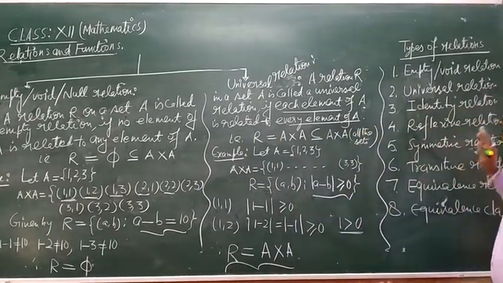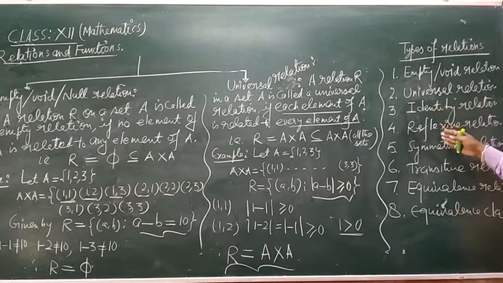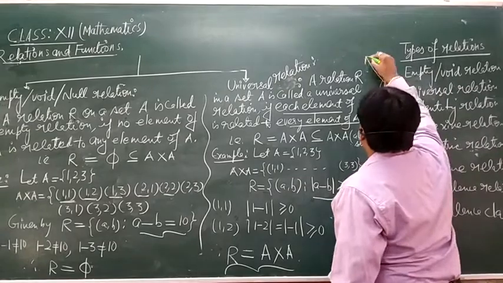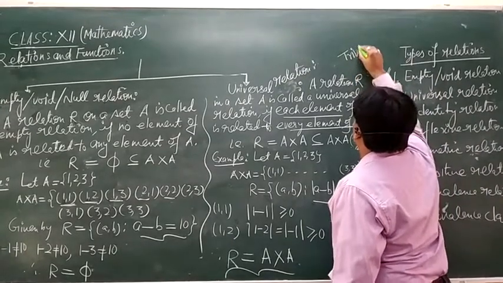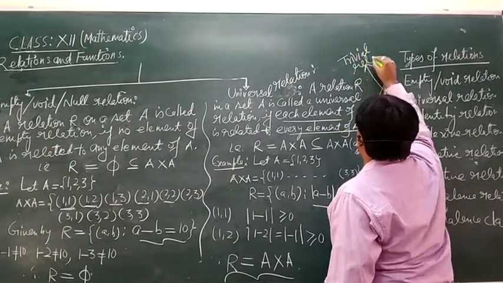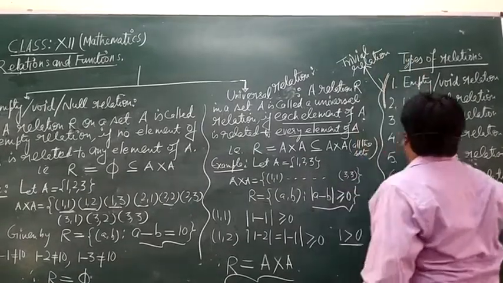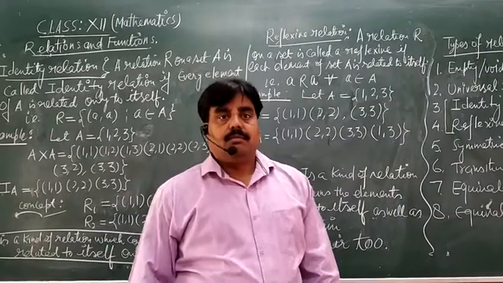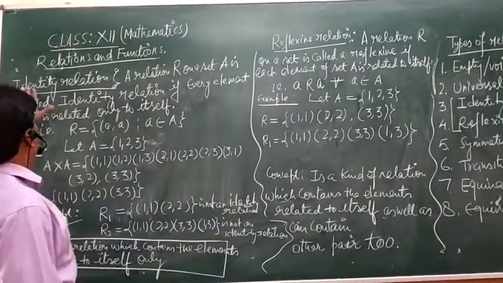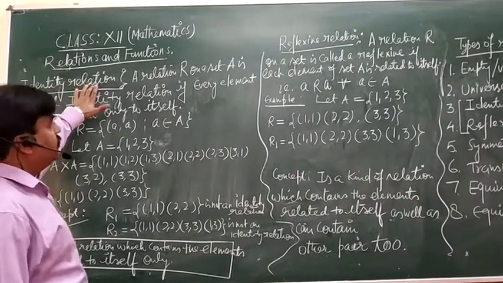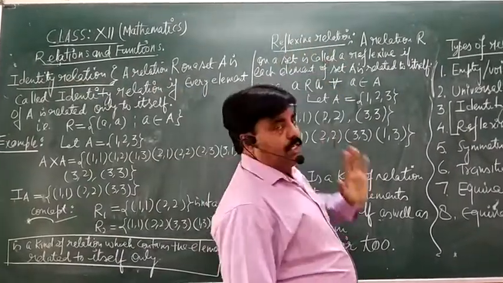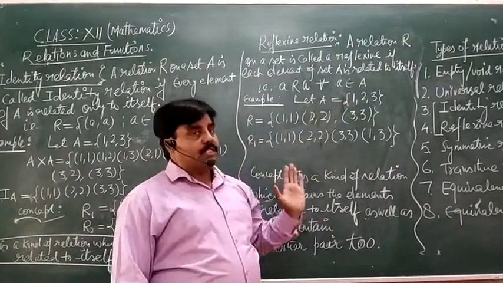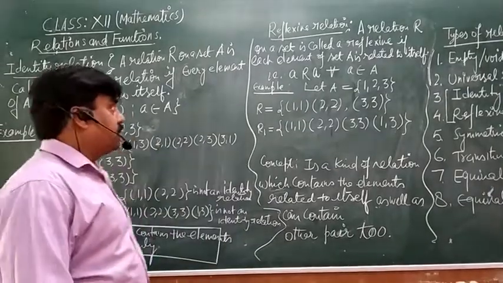Now third, we will discuss the identity relation and reflexive relation. Sometimes these relations are also known as trivial relations. Now we are going to discuss the identity relation and reflexive relation. These are two very, very important relations. You should try to understand them.